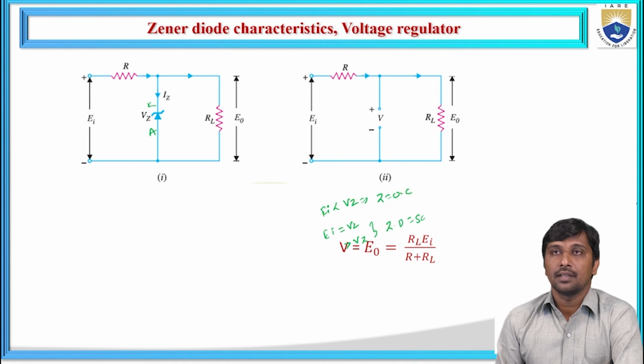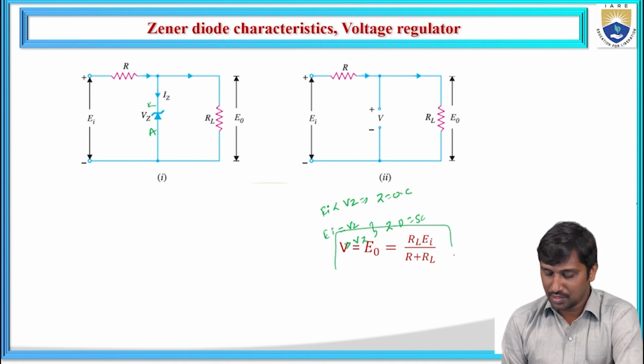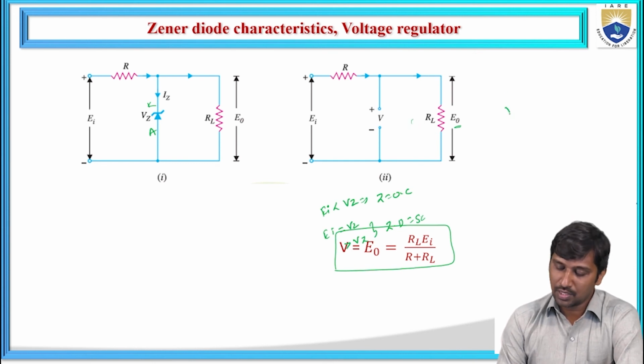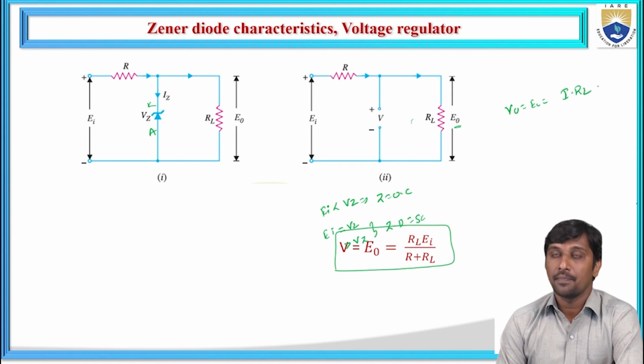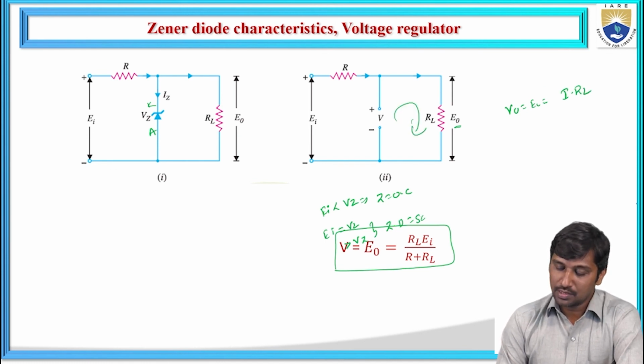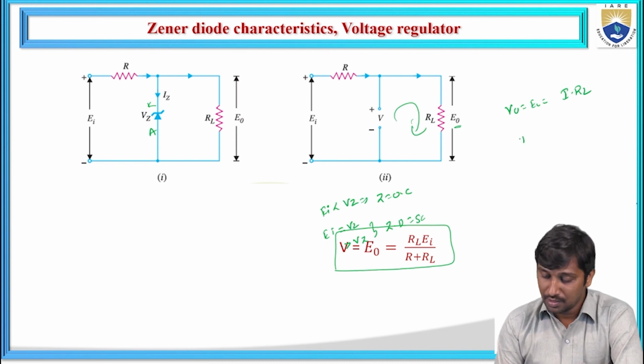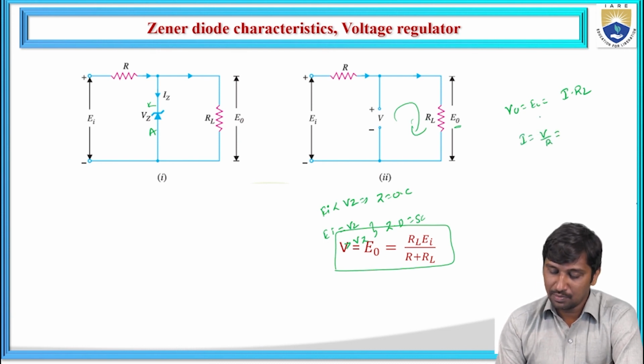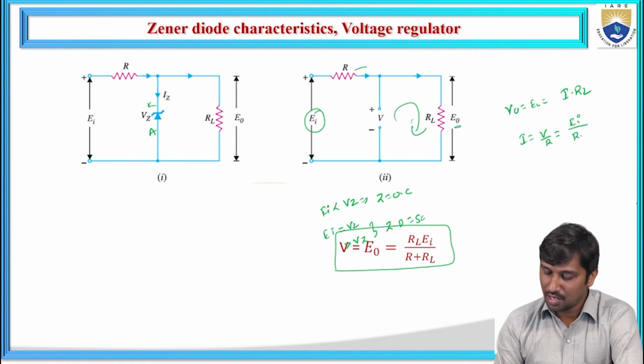Here I am representing that V naught, or E naught, is equal to I into RL, the current flowing through this load resistor. What is I? I is V by R, where V is the input voltage EI and R is the total resistance R plus RL. Hence V naught, or E naught, is equal to RL into EI by R plus RL.